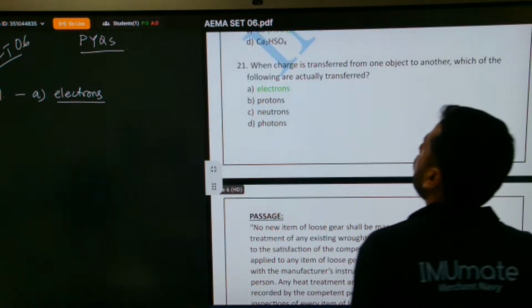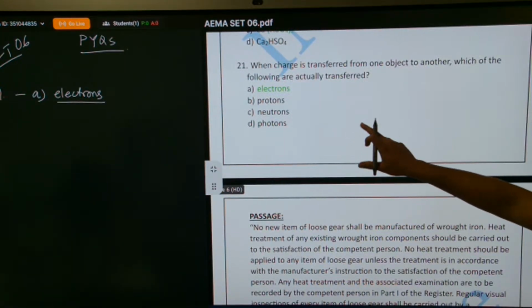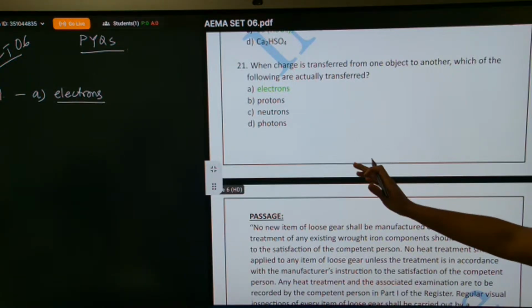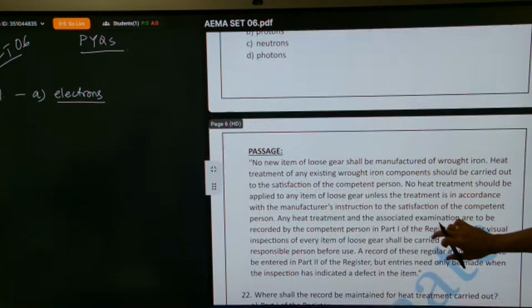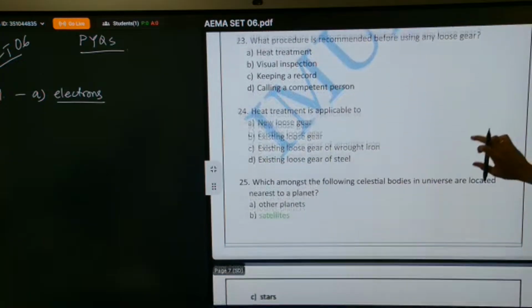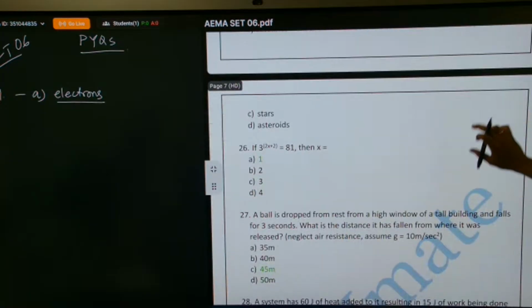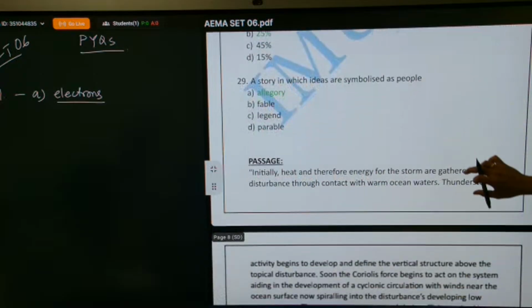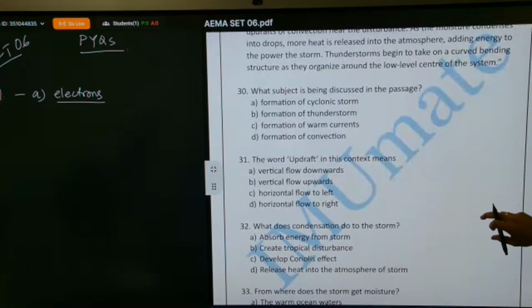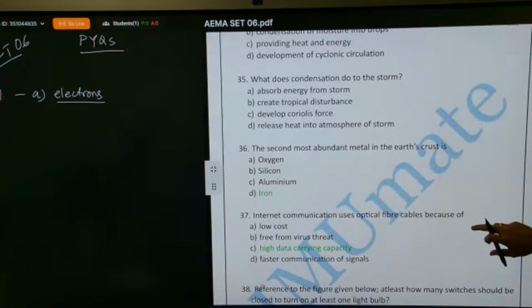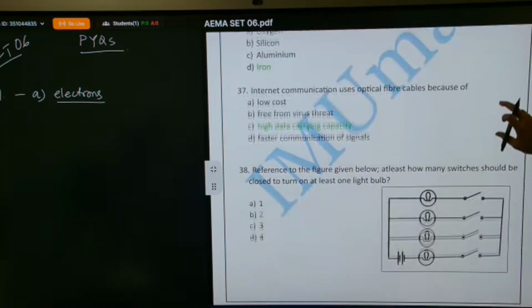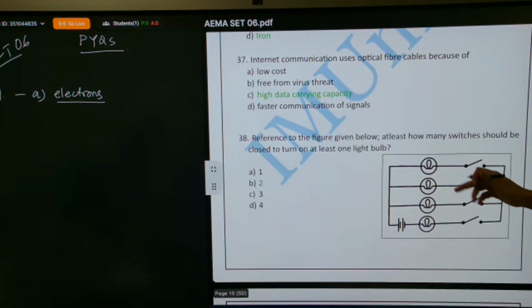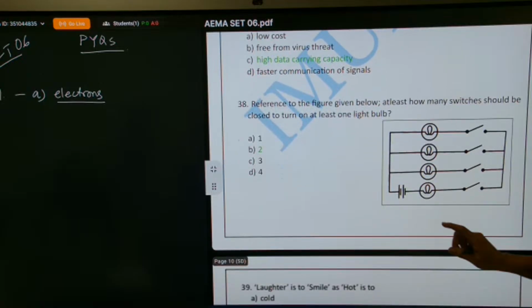Photons also could get transferred from one body to other, but photons are neutral, so it doesn't matter that much. Get to the next one. Okay, there are some passage based questions. This is high data carrying capacity, optical fiber. This is of the modern physics part actually. The communication system chapter is there, do you know? Yes, from that chapter.